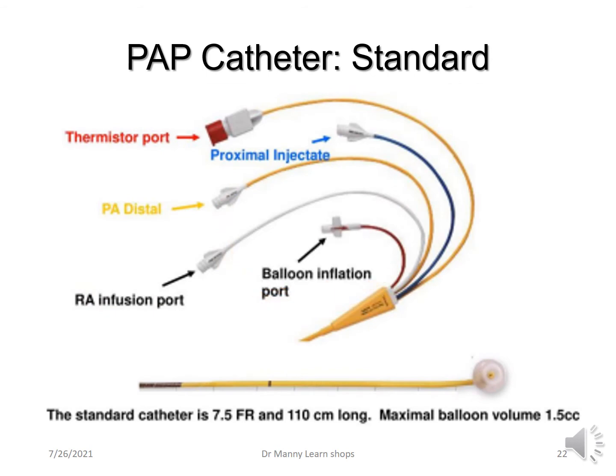Again, looking at it, the thermistor port, thermodilution, the PA distal port, the tip of the catheter, the proximal injectate port is the right atrial infusion port, or it can be used for monitoring CVP. Some catheters have got an additional right atrial infusion port, which will typically be located in front of the proximal blue injectate port. But this is the standard catheter, which is typically 7.5 French and approximately 110 centimetres in length. And note, the balloon should never be inflated with more than 1.5 cc of air, otherwise it will rupture.